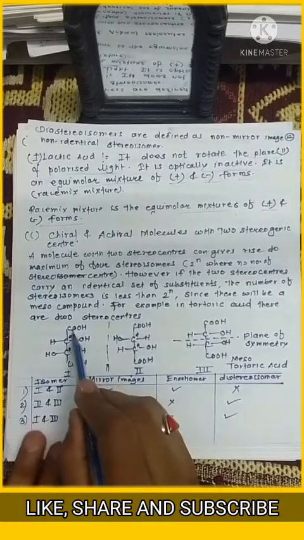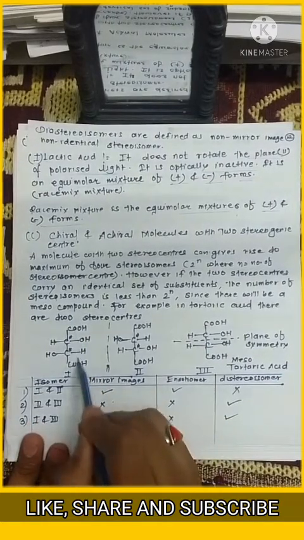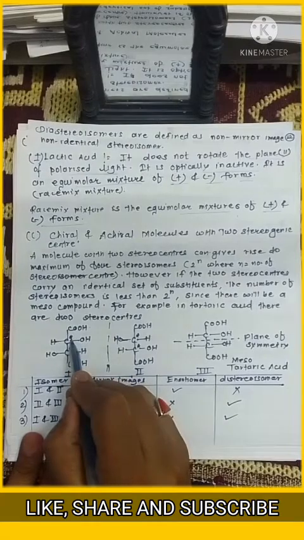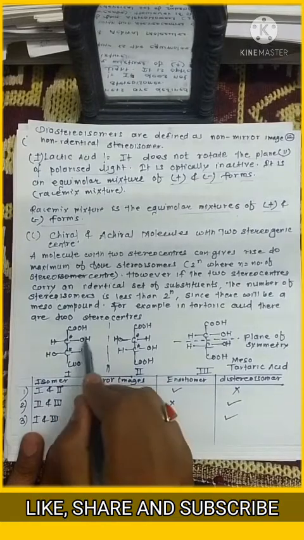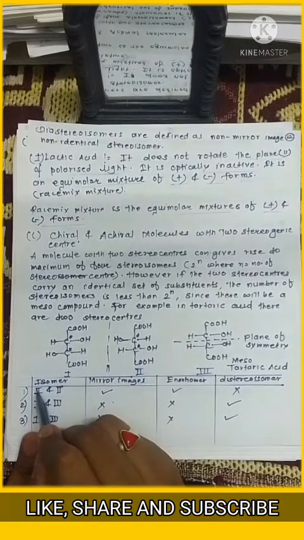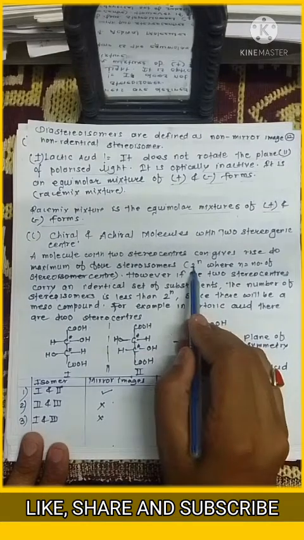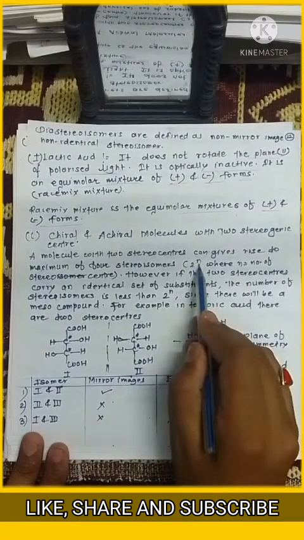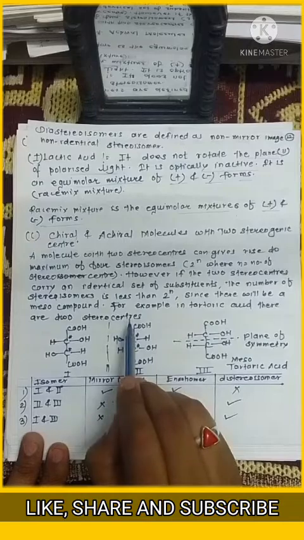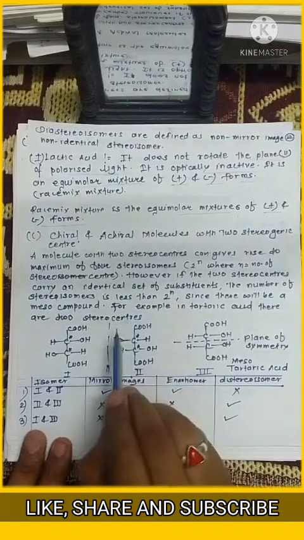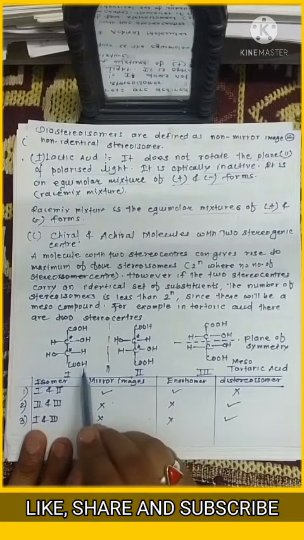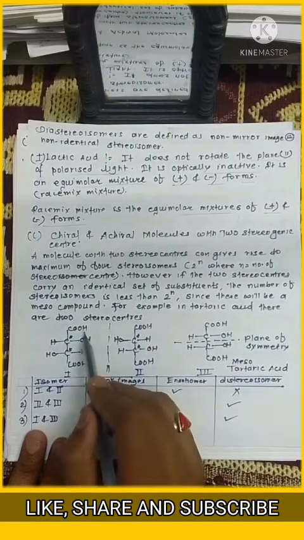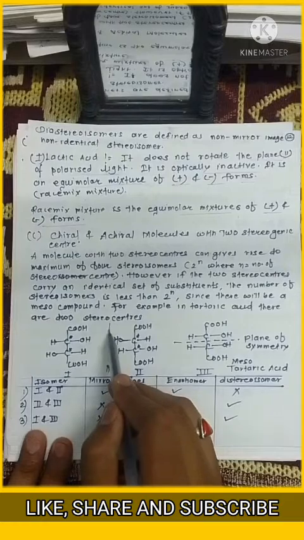Just see, this is the formula of tartaric acid, and in tartaric acid, just see these two carbons. These two carbons have 4 different substituents. So according to this, it should be 2 raised to the power 2, that is 4. But tartaric acid has only 3 isomers. Which 3 isomers? Just see, this is the first isomer.